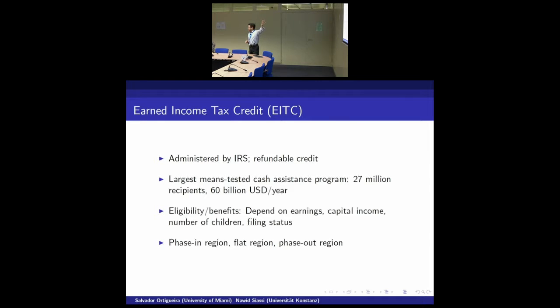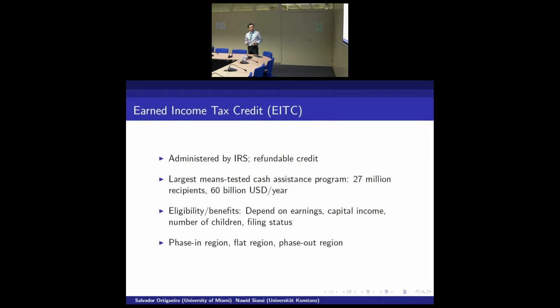This is one of the main programs to assist the poor in the US. It's called the Earned Income Tax Credit. It's a tax credit administered by the Internal Revenue Service, the IRS, and it's a refundable credit. So individuals can get money back. It's not only that it reduces the tax liabilities; they also might get a check. This is the largest one, as I just said. It costs about 60 billion US dollars per year, and it's received by 27 million recipients. These are tax filers, 27 million tax filers.